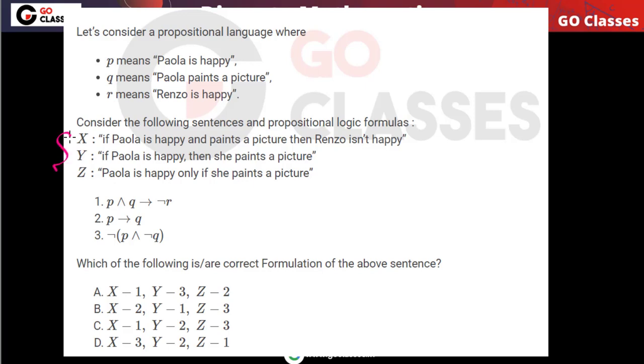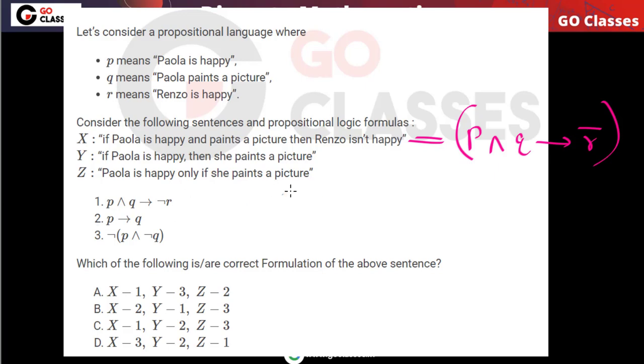Now these three statements are given to you, X, Y, Z. So just write them in the propositional language. What will this become? If Paolo is happy and paints a picture, then Renzo isn't happy. So X simply means that if Paolo is happy and paints a picture, then Renzo is not happy. This is the statement X, you can notice.